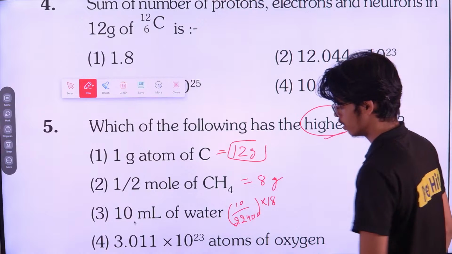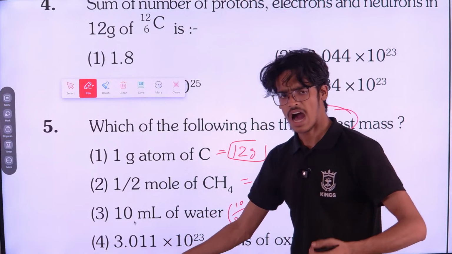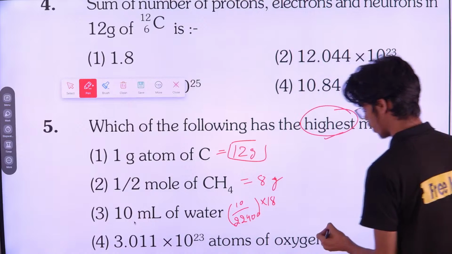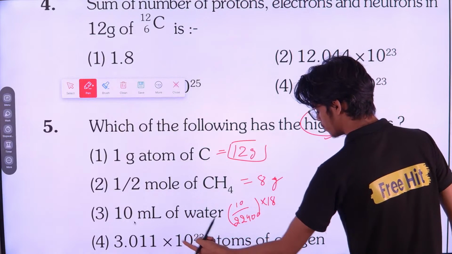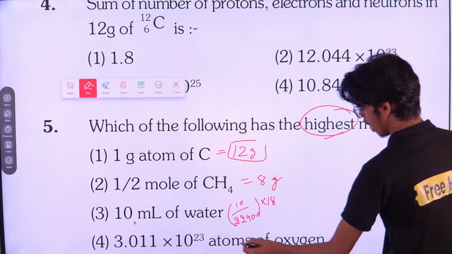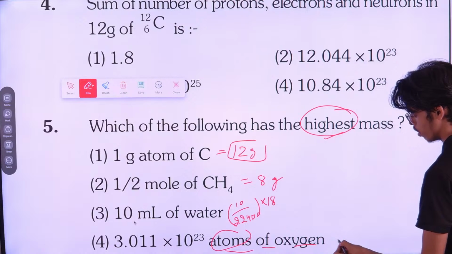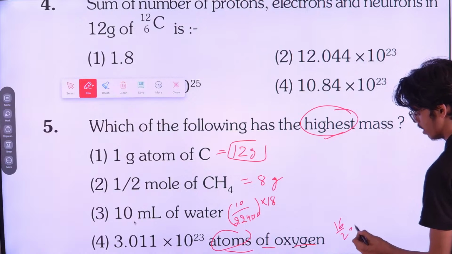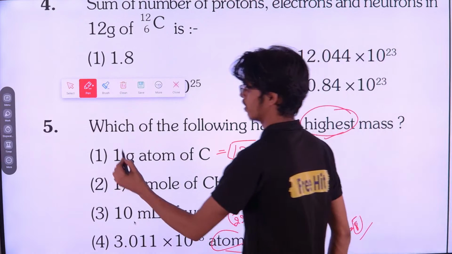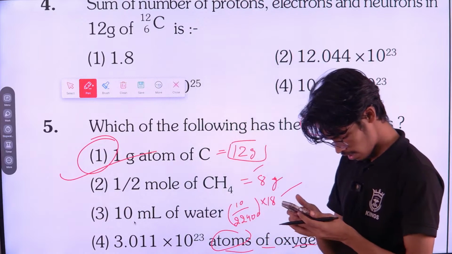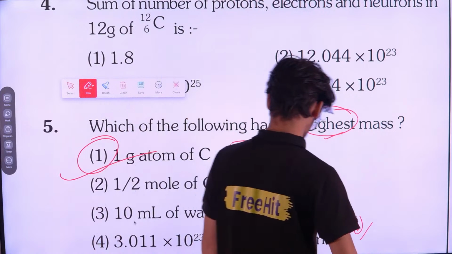Remember this thing. Now, 3.011 × 10^23 atoms of oxygen. It's like half of 6.023, which means it is Na by 2 atoms, half of 1 mole. Because it is half of Na, it means half of 1 mole of oxygen atoms. 1 mole will be 16, and half of it will be 8. Got it? 8 gram, 8 gram, 12 gram. So option number 1 is the right answer. I hope everybody understood, right? For real, 10 milliliter of water is 10 grams. Very good.